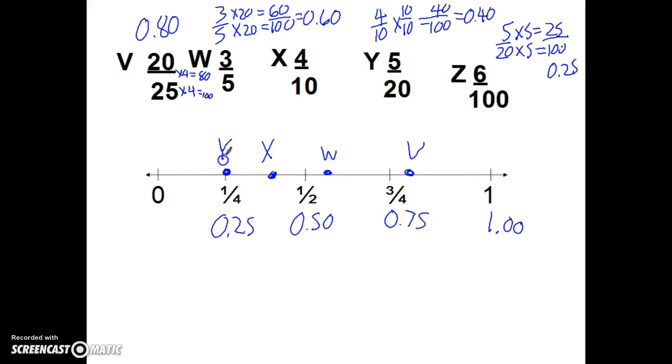It's one of the few ones where you have to be exactly right. And 6/100ths already has 100 on the bottom. But notice it's 6, so it's like 6 cents. So it's 0.06, which would put him way back here for Z.